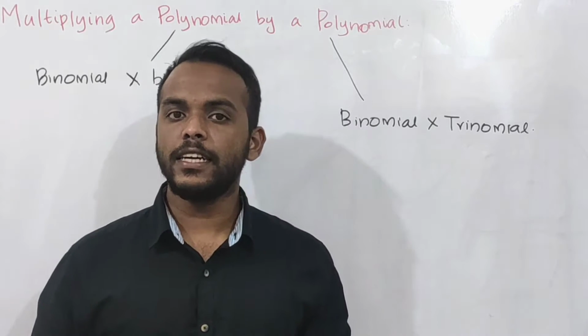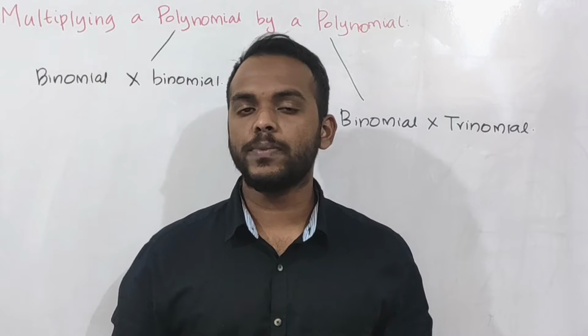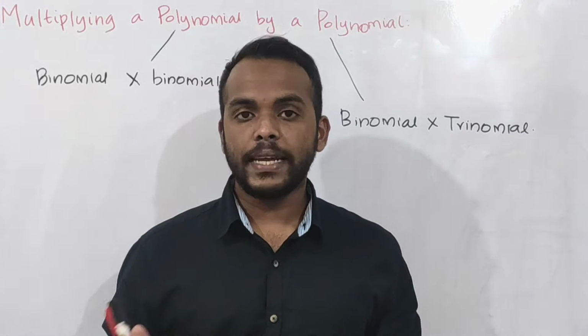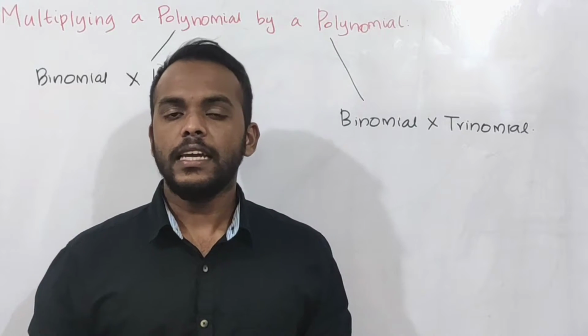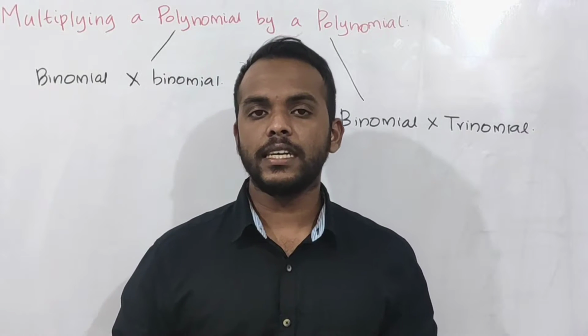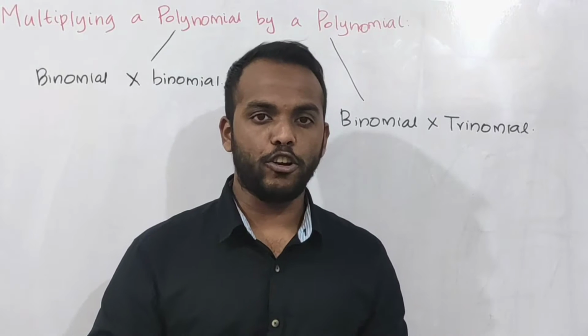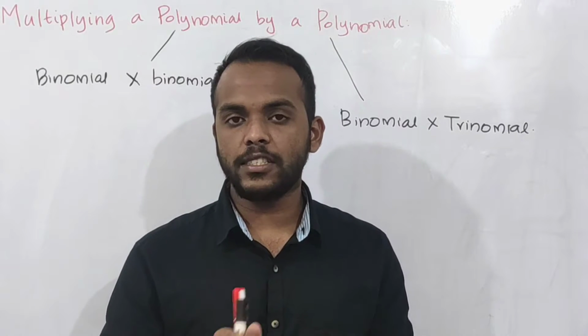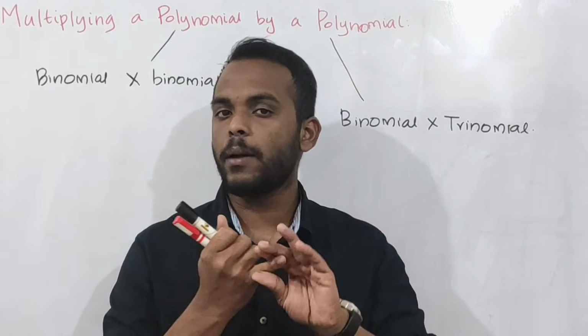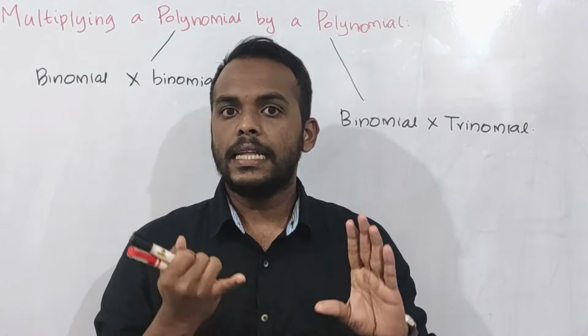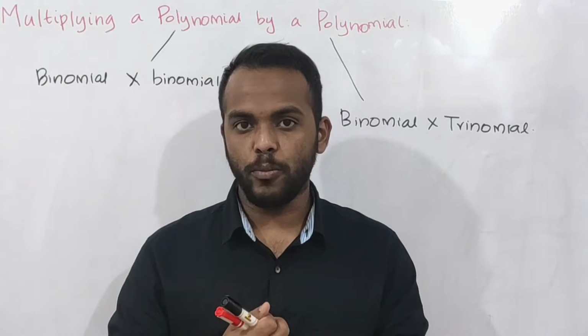Today we will learn the third part of our chapter number 9, Algebraic Expressions and Identities. In the last classes we were discussing how to multiply a polynomial or some group of polynomials. Initially we learned that step by step. First we multiplied a monomial by a monomial, then a monomial by a binomial.